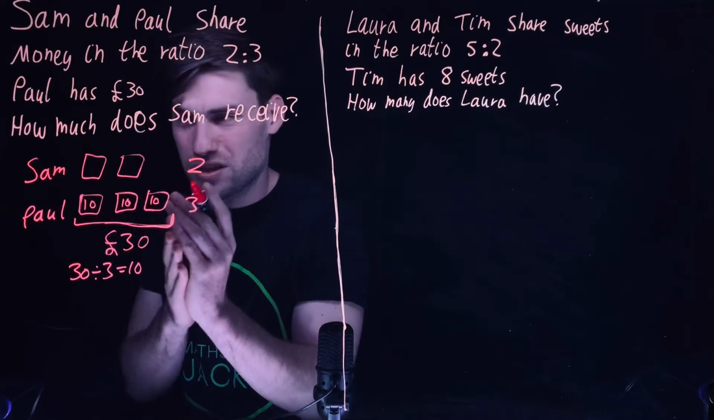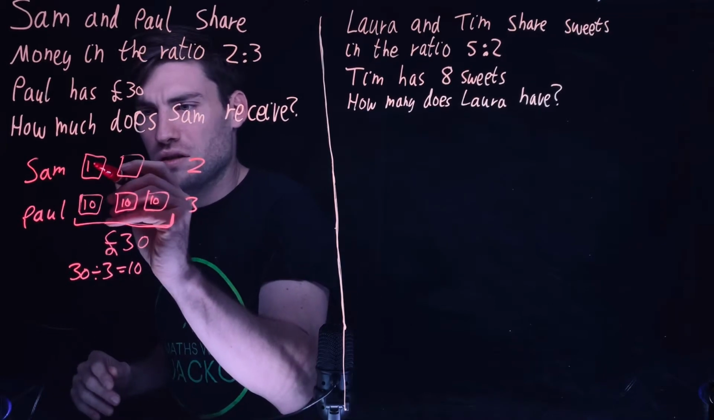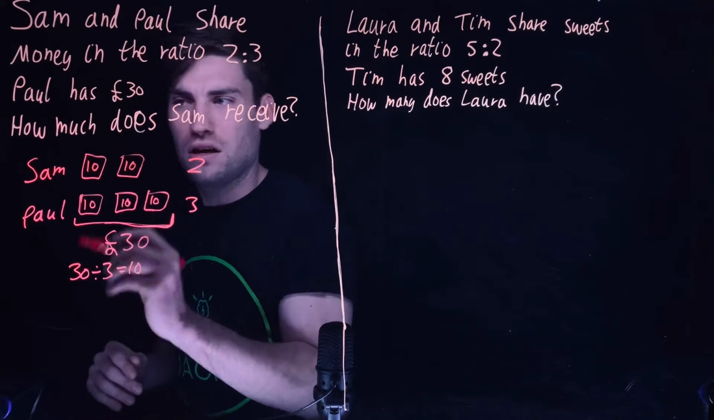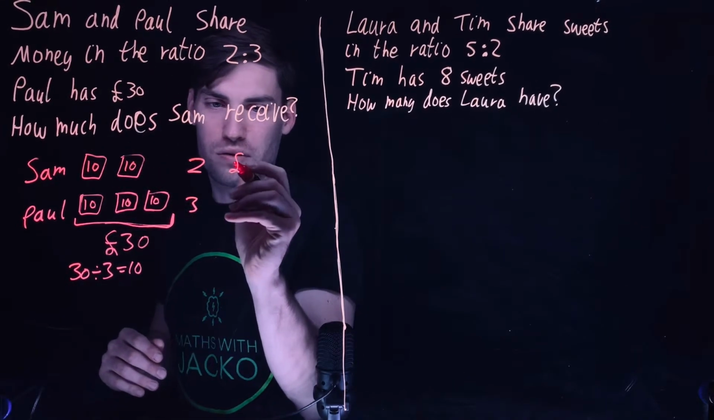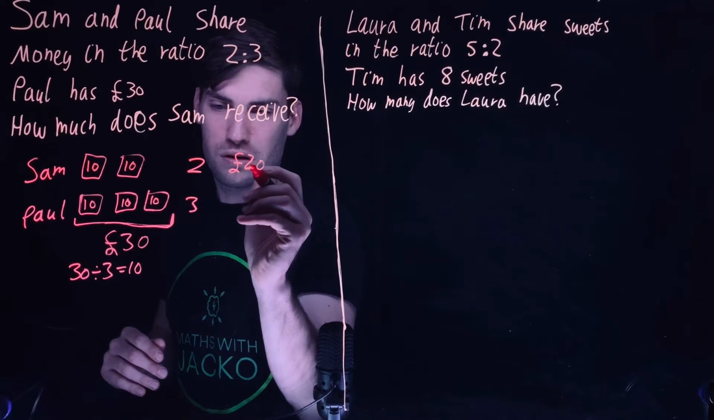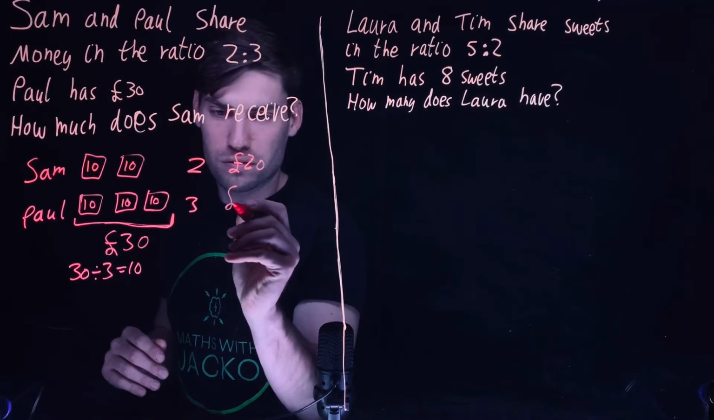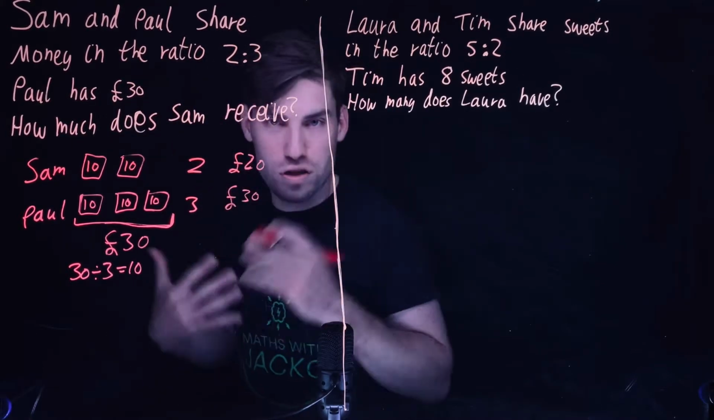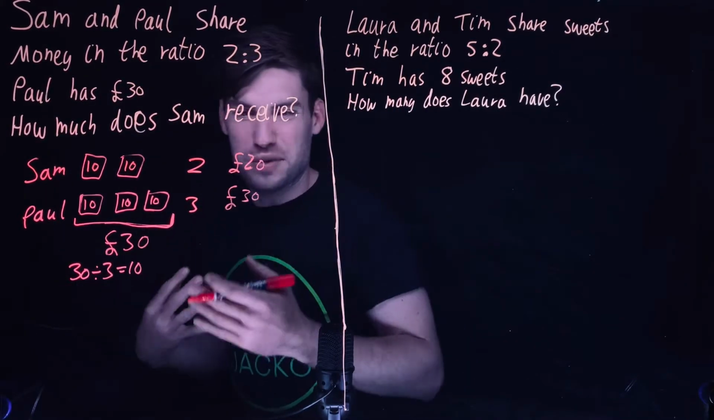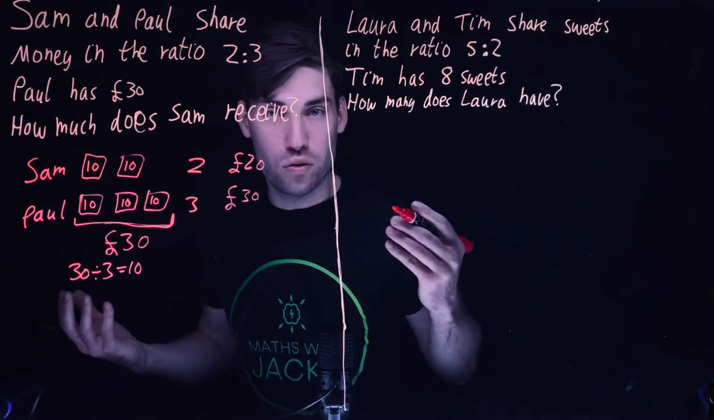So then if each box is 10, Sam has 2 boxes, they're also worth 10 and 10. So how much money does Sam receive? Well, 10 plus 10 is £20. And Paul receives £30. An extension to this question, you could be asked, what is the total altogether? Sometimes you add it that way, so therefore you'll just add those 2 numbers.